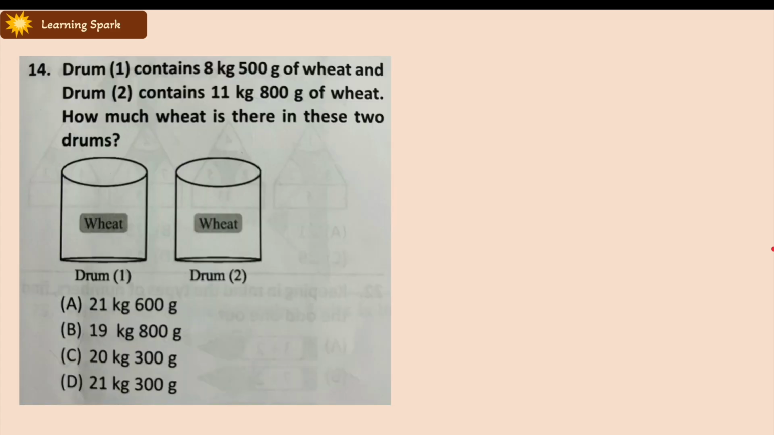Question number 14 is on your screen now. Let's solve this together. So it says drum 1 contains some wheat and drum 2 contains some wheat, and how much wheat is there in these two drums. So it is a simple addition of these two figures. Okay, let's put it. So these two we will add together. This is 8 plus 5 equals 13, right?